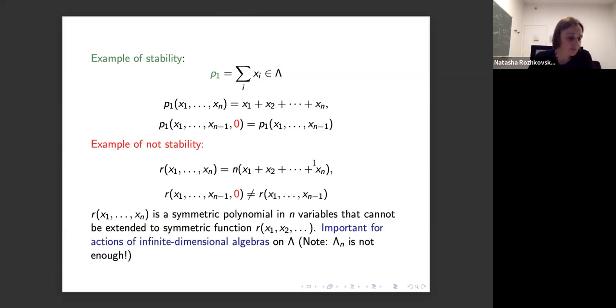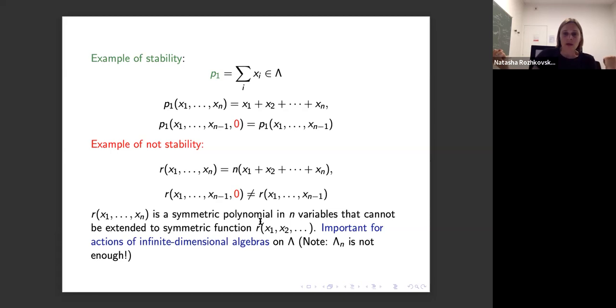And it is possible that we don't have stability for some symmetric polynomials. And here is an example. If I put here x_n equals 0, I will not get the same result as if I use this formula with n minus 1, because n will stay here, not n minus 1. So this is not a stable symmetric polynomial. It is symmetric in n variables, but we cannot extend it into a symmetric function in infinitely many variables in a consistent way.